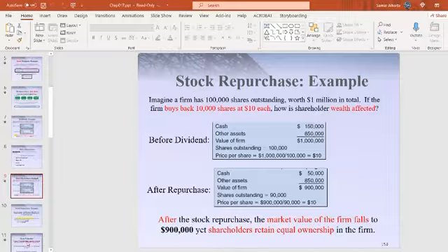Again, you need to do it before and after. Before, we have this box from the previous slide. Nothing changed before. This is before dividends or before repurchase. The value of the company was 1 million and the value per share is $10. After repurchase, it means they want to repurchase 10,000 shares, each of them $10. It means they need money. How much? 100,000. So their cash in the second box will reduce by 100,000. Okay? So we have value of shares, $900,000.